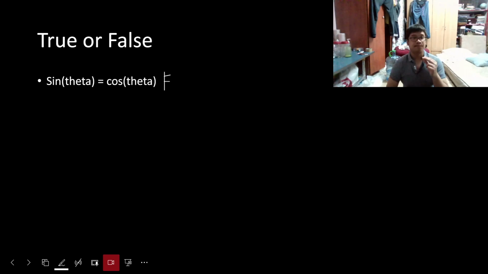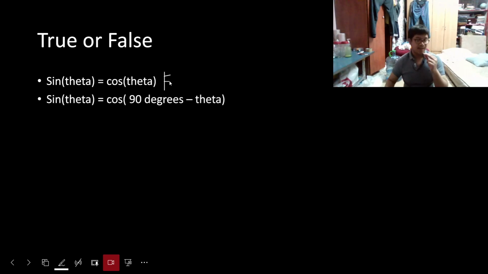Next. Sine theta is the same as cosine of 90 degrees minus theta. In this equation, this is in fact true. Let me prove it to you.